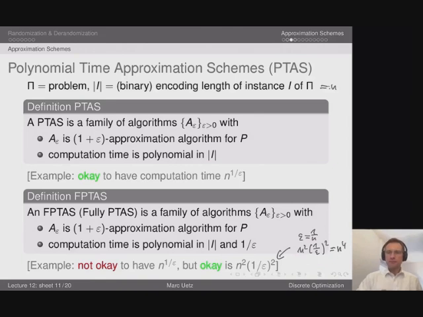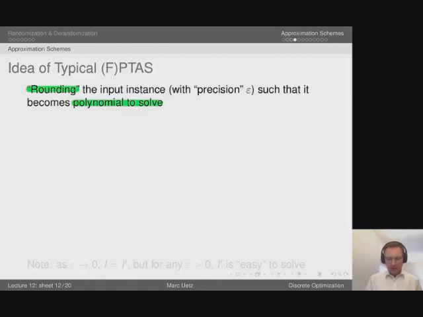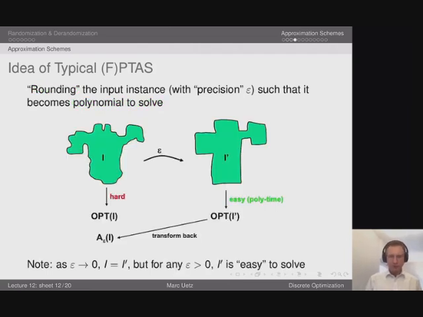So if epsilon would be 1 over n here, that would be the polynomial function n to the 4. Okay, but how do we achieve such a miracle, an algorithm that comes as close to the optimum solution and that also in polynomial time? And the basic idea is typically that we are rounding the input instance, where the rounding somehow depends on the precision parameter that is given, such that after the rounding, my problem becomes polynomial to solve.